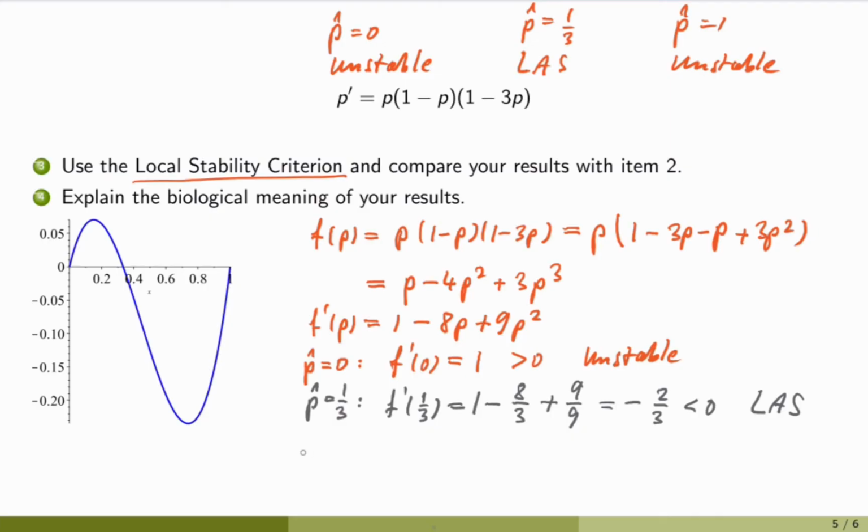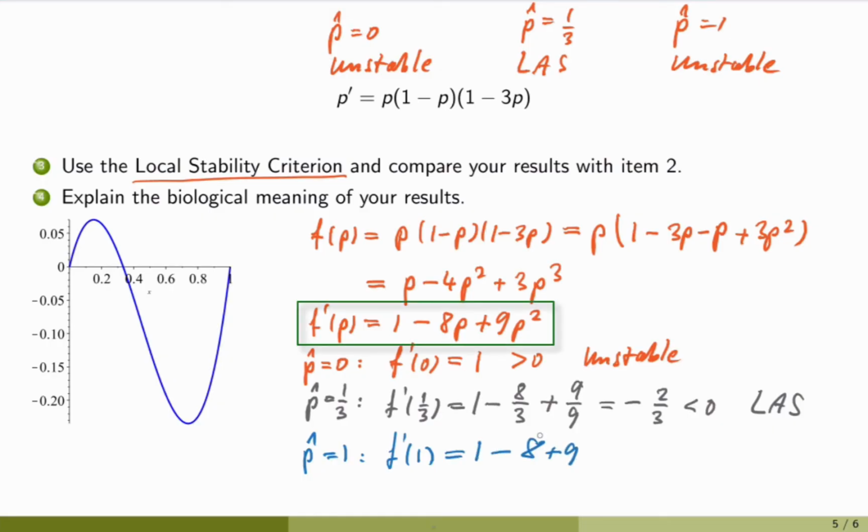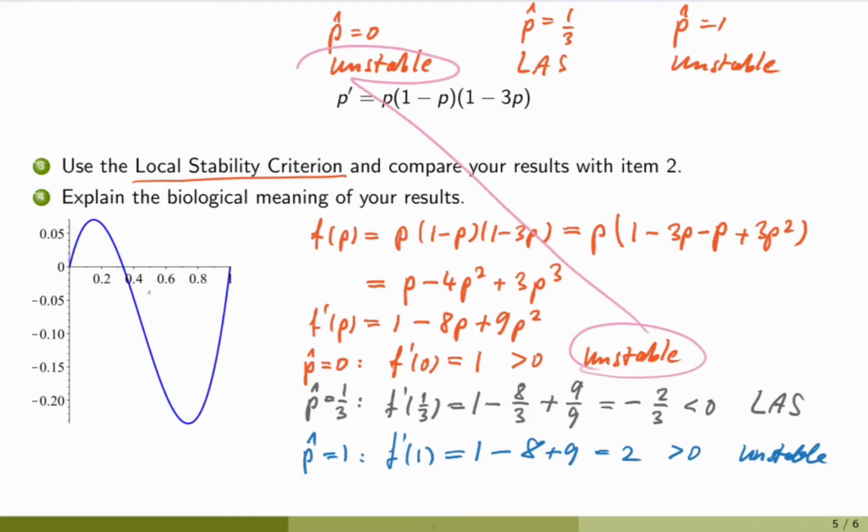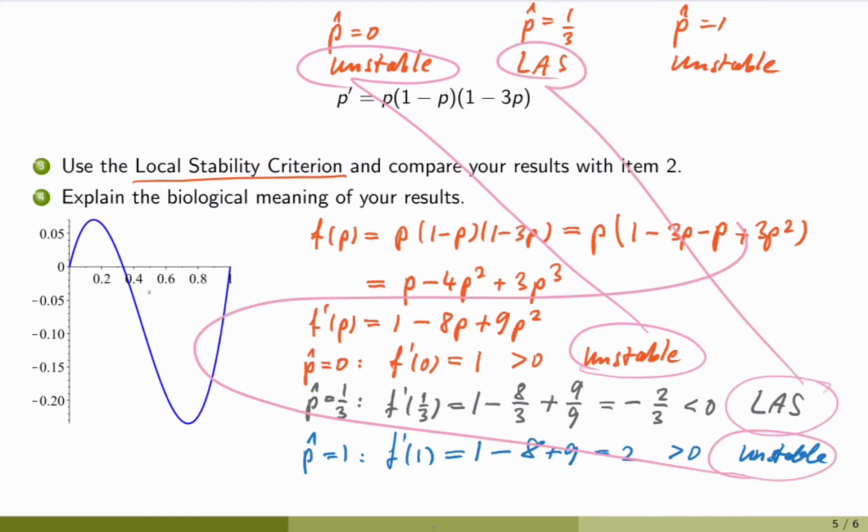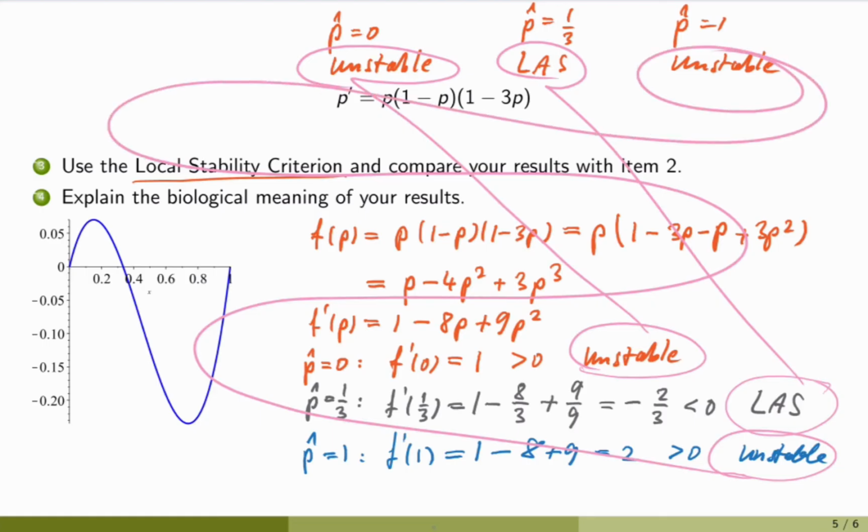And finally, if we use p hat equal to 1, then we have f prime at 1, which is 1 minus 8 plus 9, and this together is 2, which is certainly positive, and we are unstable. Alright, so if you compare now, this unstable corresponds to this unstable from the phase plot, this corresponds to that from the phase plot, and this corresponds to this here from the phase plot.